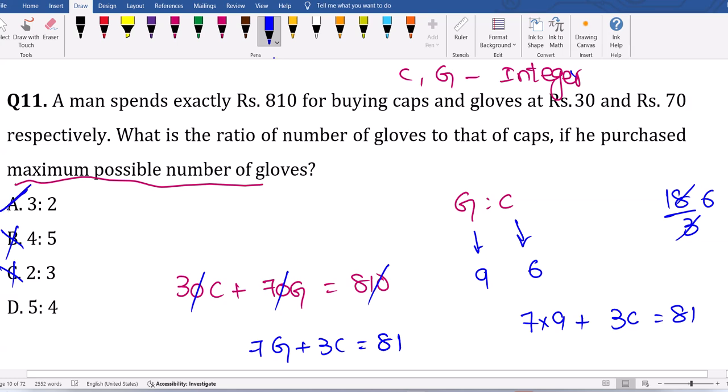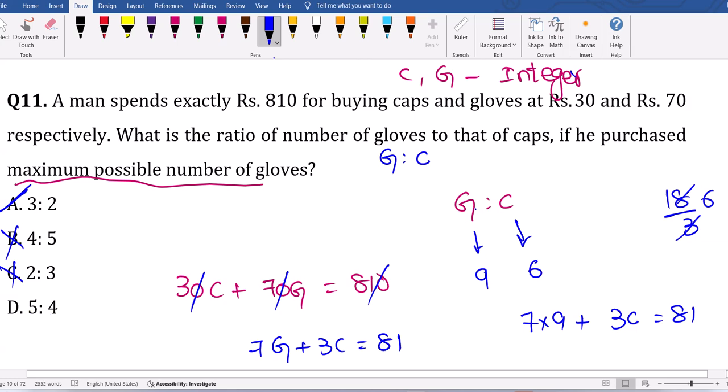Option A is correct. First of all, why were B and C eliminated, sir? They want gloves more than caps. First one here is glove, next one is cap. They want this maximum. So then we did trial and error. 3 is to 2 means it can be 6 and 4, 9 and 6 like that. Okay, 10 and 8 I tried.